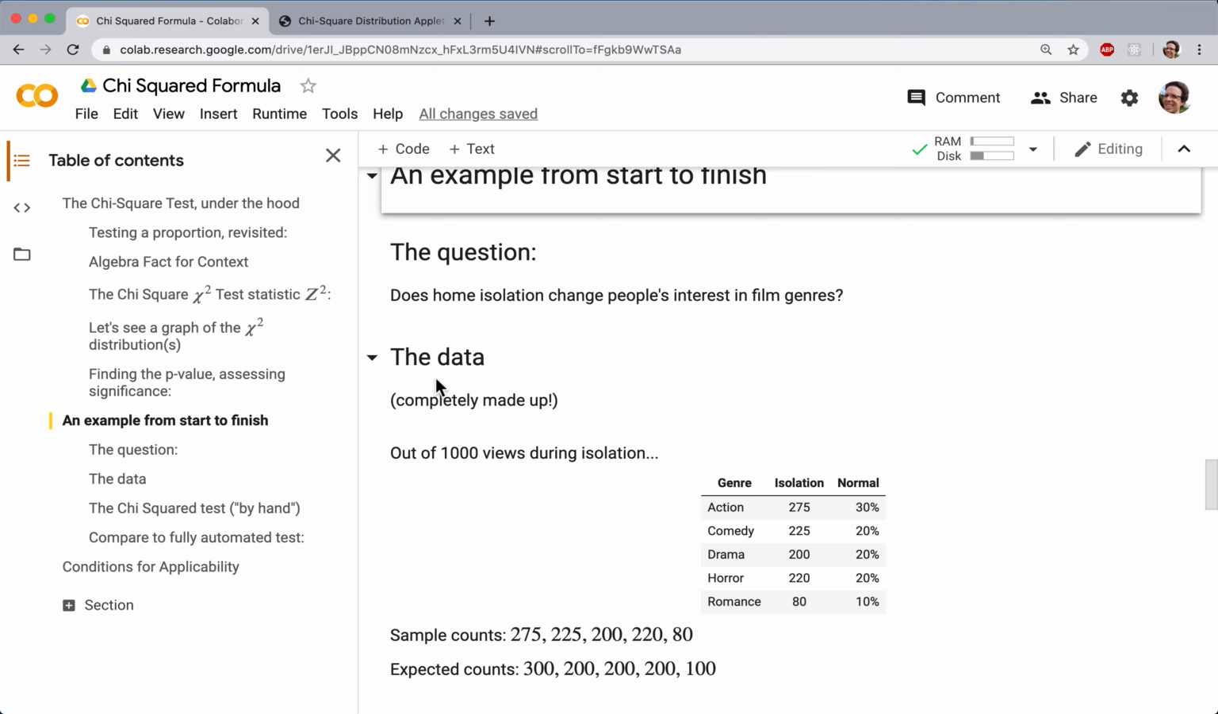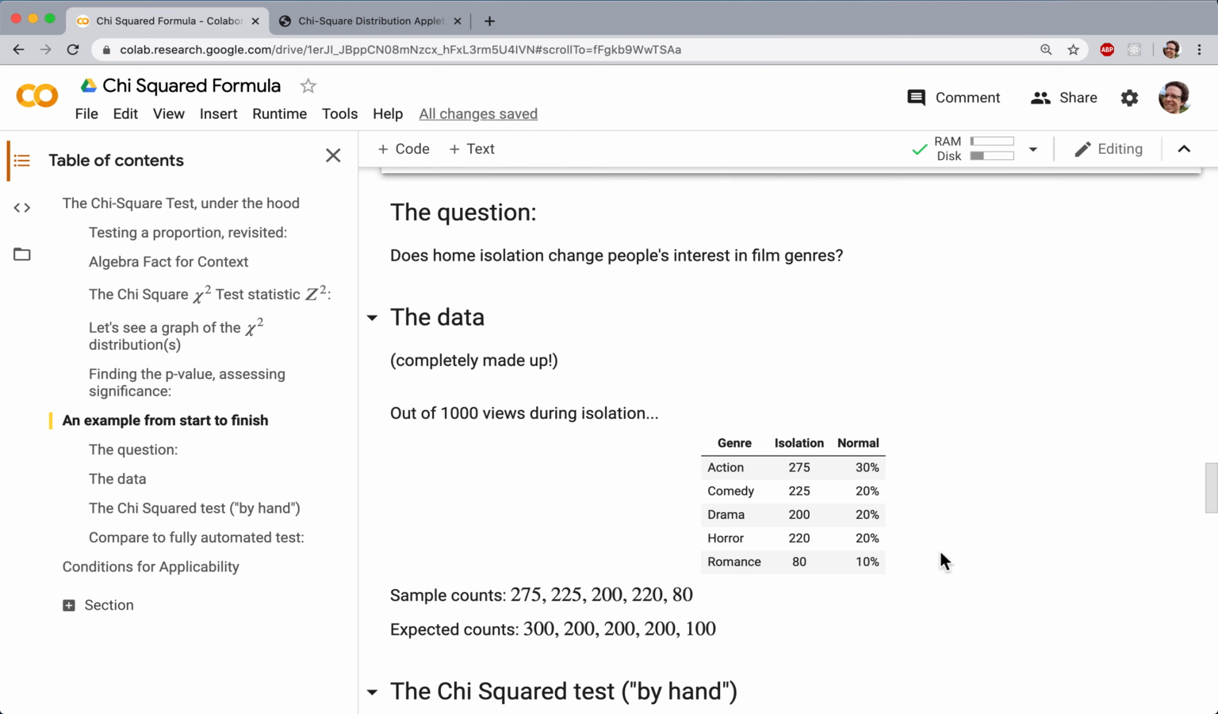What I did here was I just made up this data. Sometimes in this course we have real data. This is not one of those times. This is utterly made up data. I've oversimplified the whole film industry into 5 genres here. I apologize if you prefer surreal or absurdist film because it's not represented here. And then I've made up some data about what people watch normally and what people watch during home isolation.